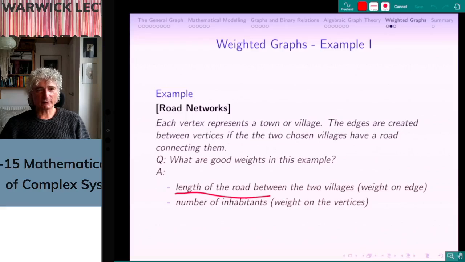And what would be a good weight for the villages and towns? Well, you can, for example, just take the number of inhabitants. This would give you a lot of information, for example, how busy the roads are, because the number of inhabitants will be proportional, at least at some times, to the usage of roads connected to it.